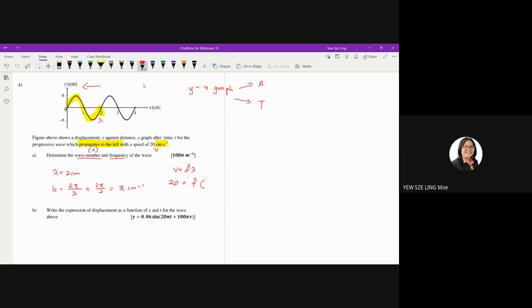If you change it to meter, then you are going to get k equals 100 pi per meter. So this is k in meter. Now my lambda is 2, therefore my frequency is 20 divided by 2, cm divided by cm, so I have 10 hertz. If your v is in cm, lambda should be in cm. If your v is in meter per second, then you need to change lambda into meter. Make sure the unit is consistent.